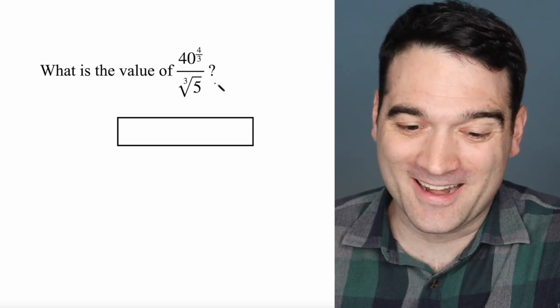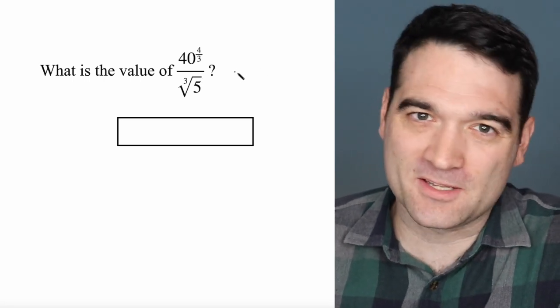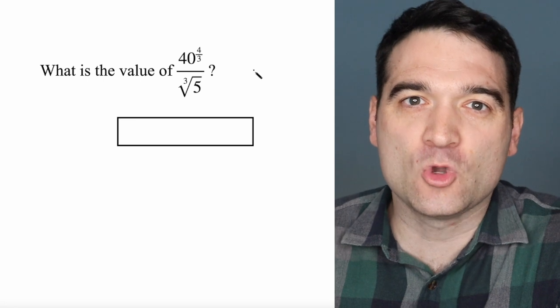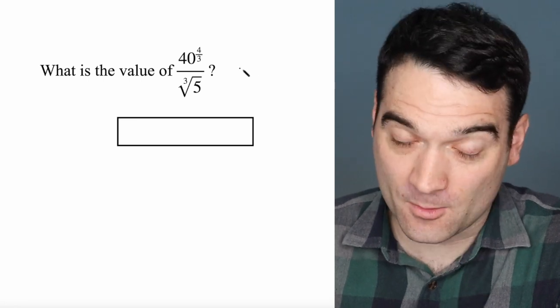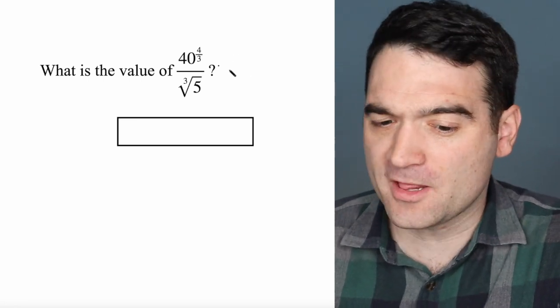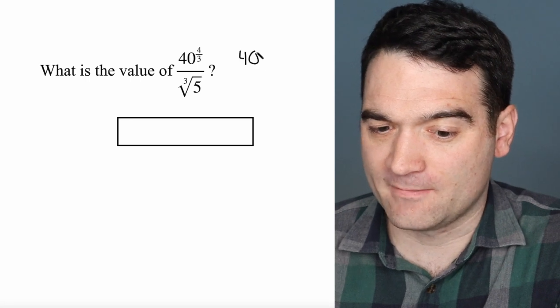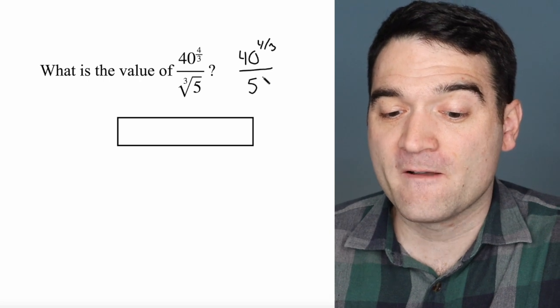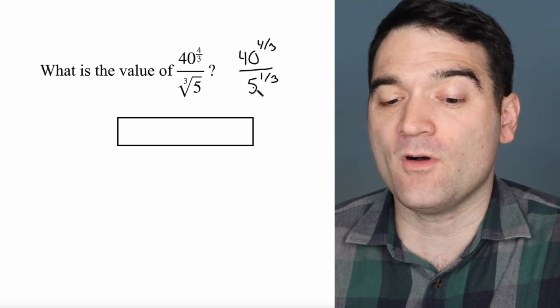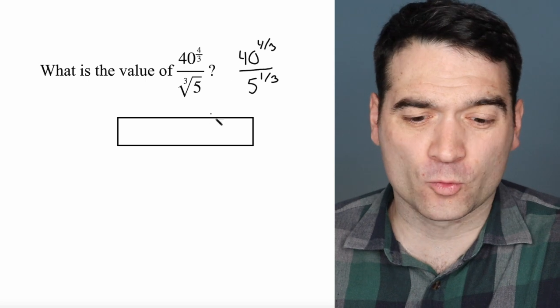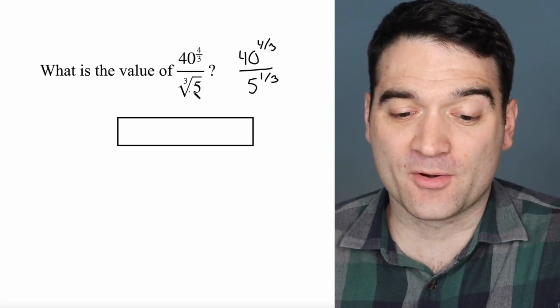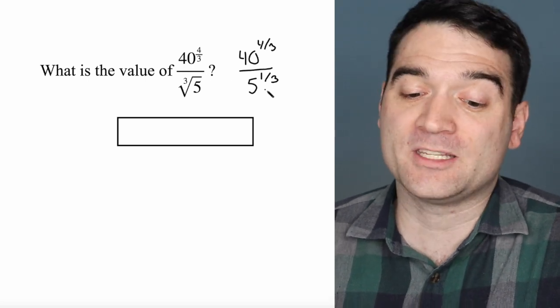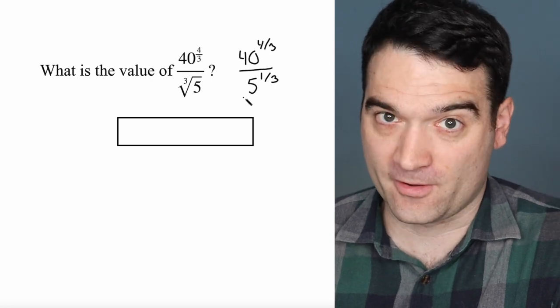We got everything, right? So to make our lives a little bit easier, let's turn this into a pure exponent problem. Here's how we're going to do that. 40 to the power of 4/3 is already in exponential form, so that's 40 to the power of 4/3 over, ready for this, 5 to the power of 1/3. This is an important rule to know with fractional exponents and radicals. The cube root of 5 is equal to 5 to the power of 1/3.